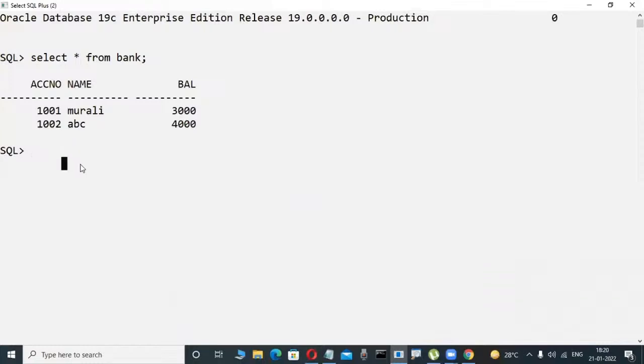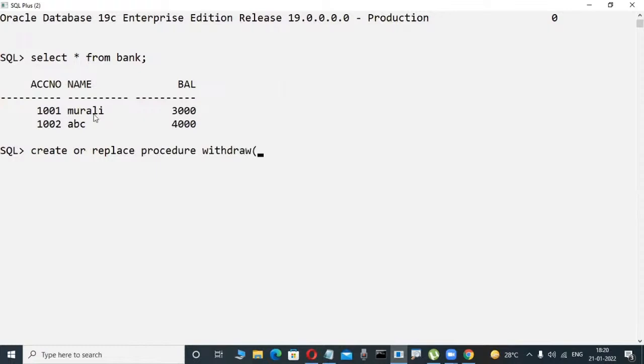Suppose, for example, check it out. I am an experienced person. In future, when you learn the course, you will also write code like this. Don't write it, just observe. This is a demo, just for an idea. I am writing a procedure. Create or replace procedure. My procedure name is withdraw.